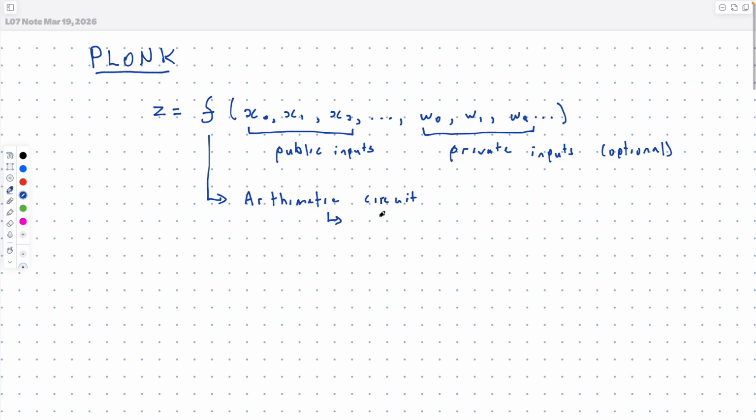Which means it has gates. It's like a circuit with gates, but there's only two kinds of gates. There's an addition gate, and there's a multiply gate. And both of these gates just take two inputs, two numbers. The add gate adds them together, and so the output of the gate is the sum of the two. And then for a multiplication gate, it's the product of the two. Everything is done mod p, so that's the only other consideration, where p is going to be a large prime number.